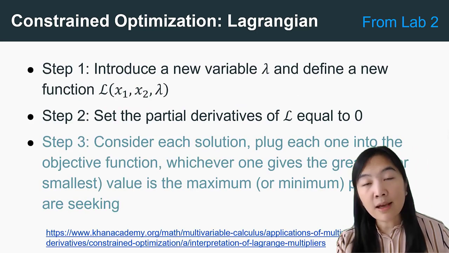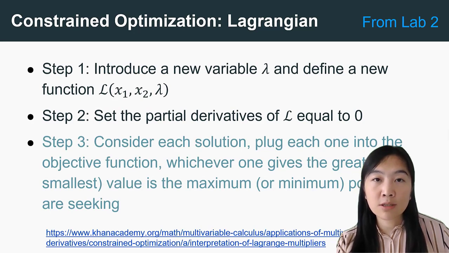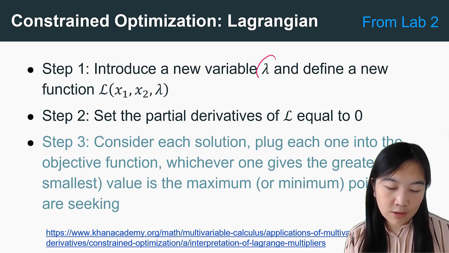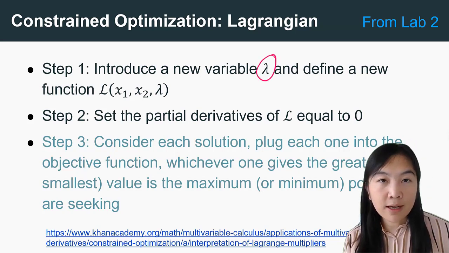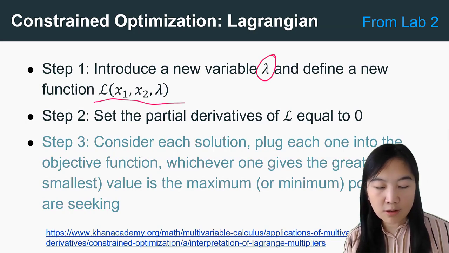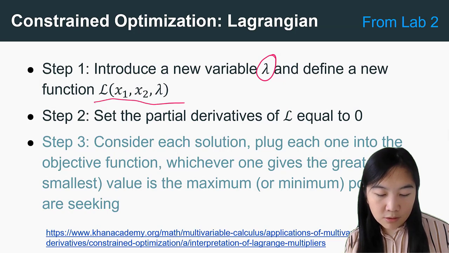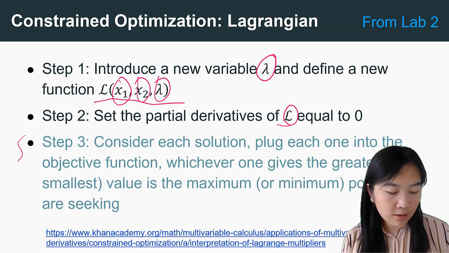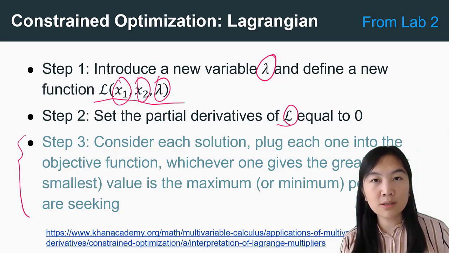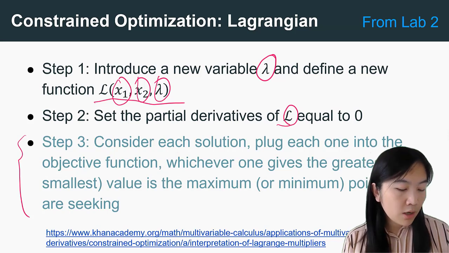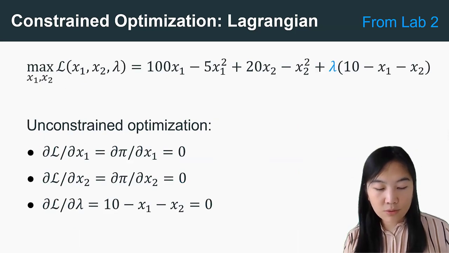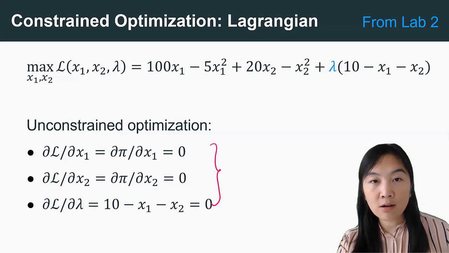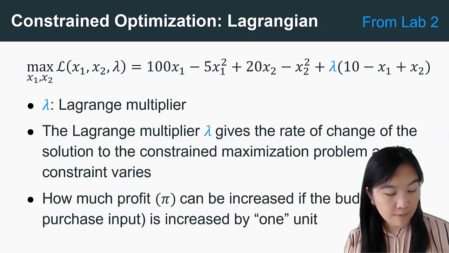And the steps for solving this constraint optimization problem using Lagrangian: you first have to introduce a new variable, which is the Lagrange multiplier, and define a new function, the Lagrangian function. And then you set the partial derivatives of L with respect to all three of them equal to 0. Here, there's also a step 3, but in this course, in AREC 3, you usually don't need to go to step 3. So again, those are how you set the partial derivatives of L with respect to those three variables.